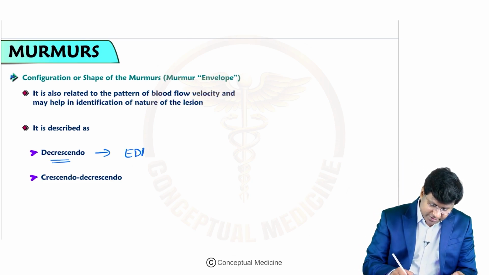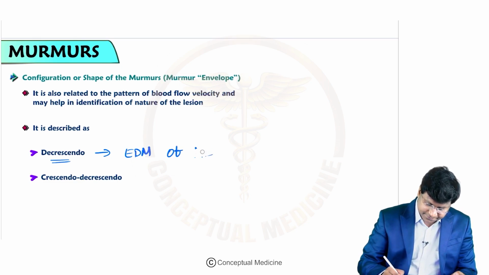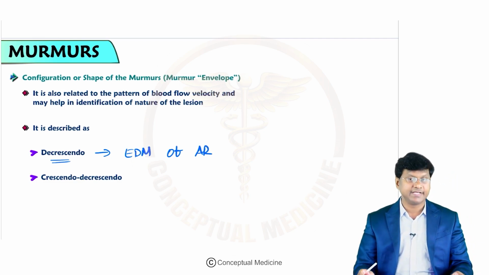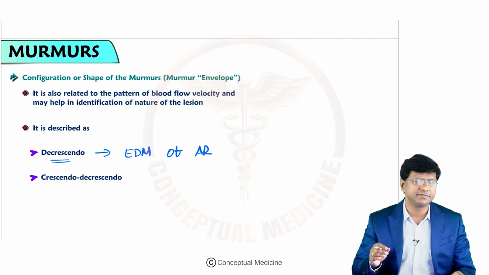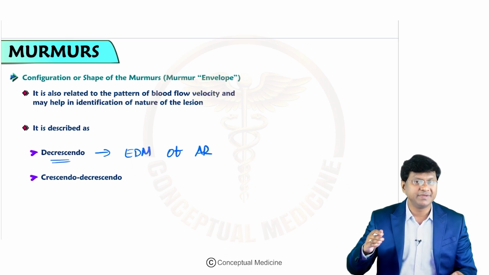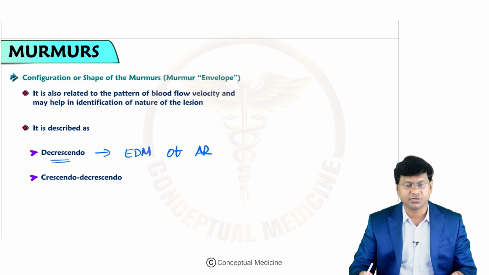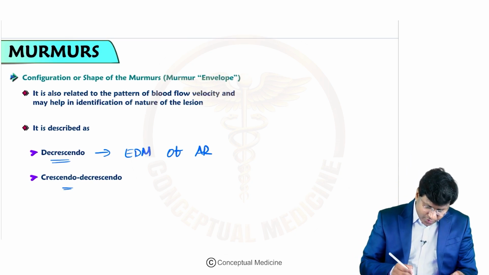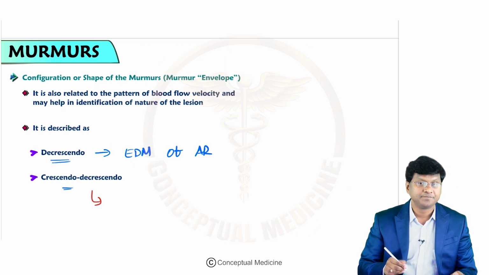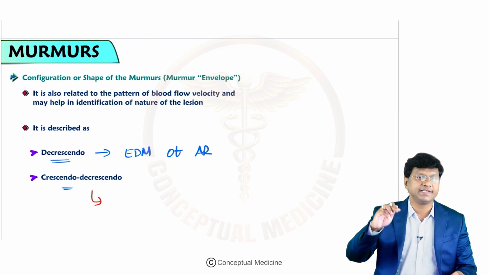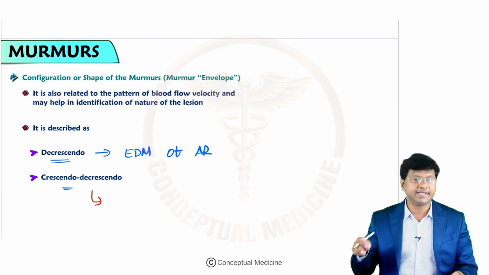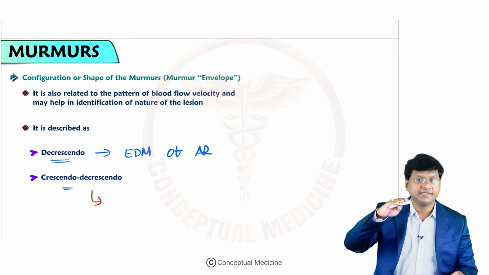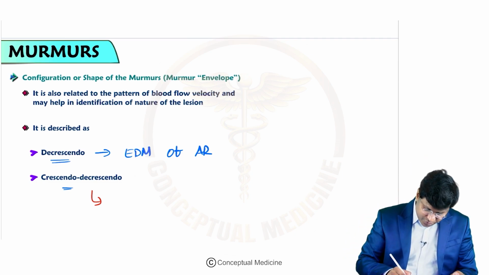So what is decrescendo murmur? It is the early diastolic murmur of aortic regurgitation. So what do you mean by the word decrescendo murmur? It is a murmur which will be decreasing in intensity from the start of the murmur. Then crescendo decrescendo murmur, that is crescendo increasing, decrescendo decreasing. So increasing, decreasing, right? Which we also call a diamond shaped murmur.